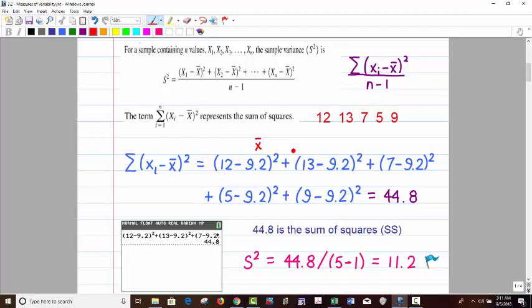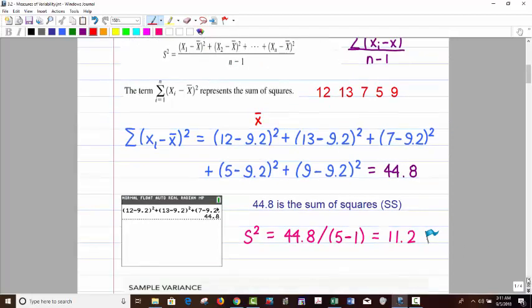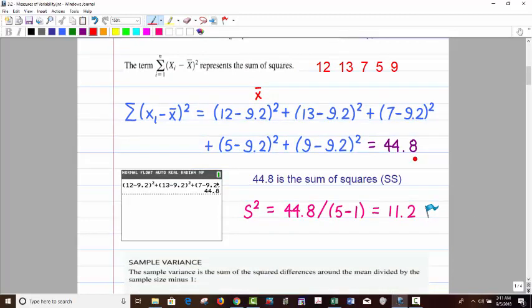Well, let's take a look at this. So you take each number here, you subtract 9.2, square it. The next one minus 9.2, square, and so forth. You get a total of 44.8. Now that's not your sample variance, that's just the numerator part of the sample variance up here. You divide by n minus 1. 44.8, and then divide, n is 5 because there's 5 numbers. So 5 minus 1, of course, is 4. And you get 11.2. I didn't finish that in the calculator here, but it's 44.8 divided by 4.